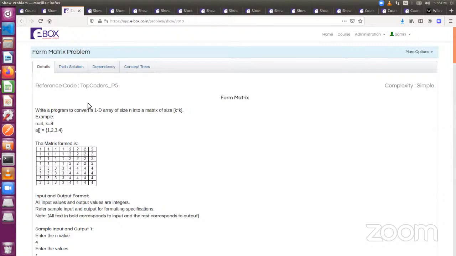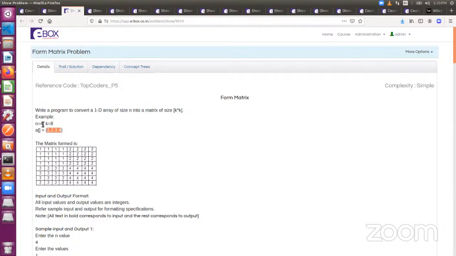And this is actually the reverse of the previous problem, but quite different. Write a program to convert a 1D array of size n to a matrix of size k cross k. So now they're asking you to convert a 1D array. Here is the 1D array 1, 2, 3, 4. They want you to convert this 1D array into a matrix of size k cross k.